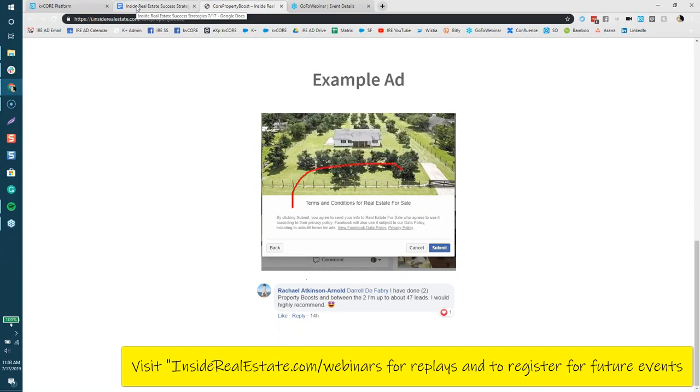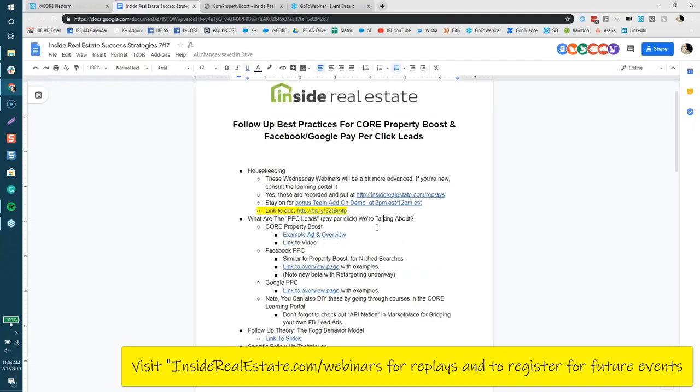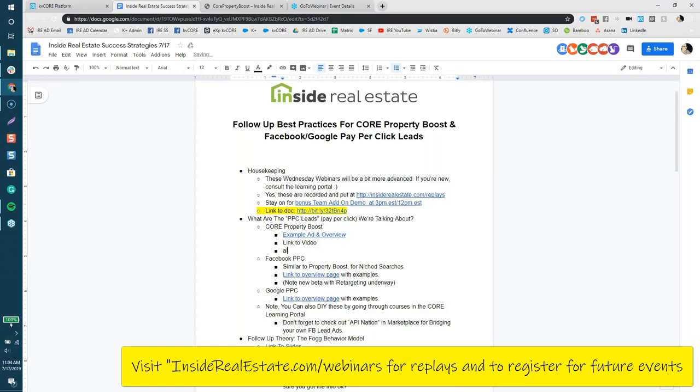Now, a caveat with this is that there isn't always a lot of intent with this type of Facebook ad where the person wasn't anxious and really thinking about moving. They just kind of saw an ad for a listing or a batch of listings and thought it was interesting. So you're going to need to kind of proceed with your follow-up accordingly. We'll be talking more about that in a second.